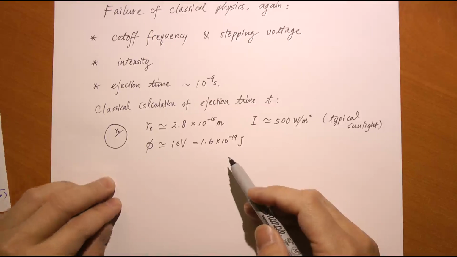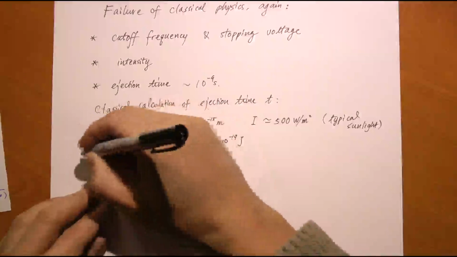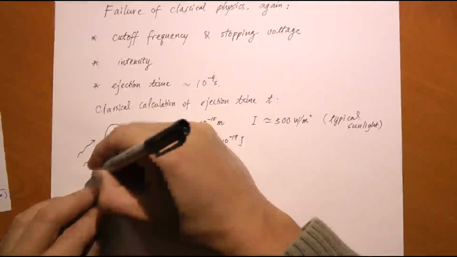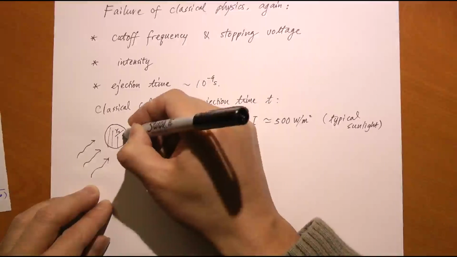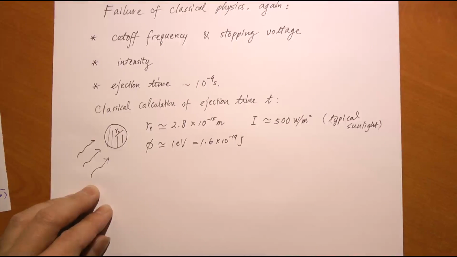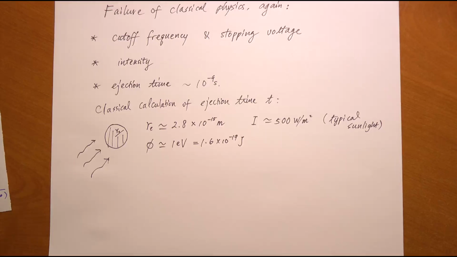Well, let's imagine the electron to have a certain radius RE, and then a beam of light comes in, and the electron captures all the light over this cross-sectional area of pi RE squared. And then it accumulates the energy so that eventually there will be enough energy accumulated by this electron so it comes out of the metal plate. Let's estimate how long this process would take.